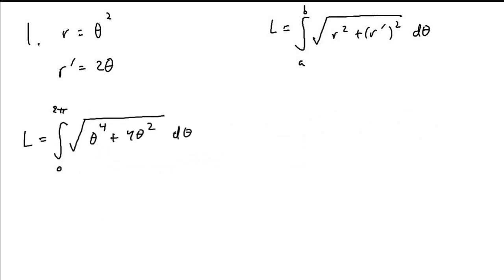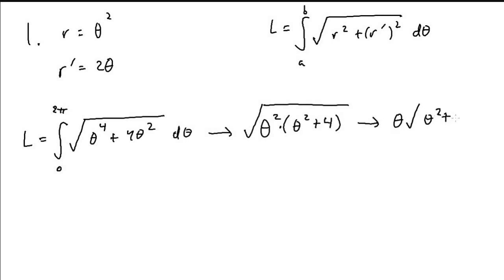So in order to integrate this, we need to be able to factor out theta. I'm just going to ignore the integral for right now and just focus on the square root. If I factor out theta squared inside the square root, we'll get the square root of theta squared times theta squared plus 4. And since these two are being multiplied, we can take the square root of theta squared, which is obviously just theta, and that'll come out of the radical. So we'll get theta times the square root of theta squared plus 4.